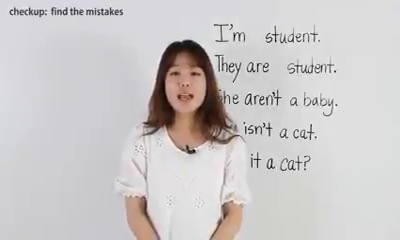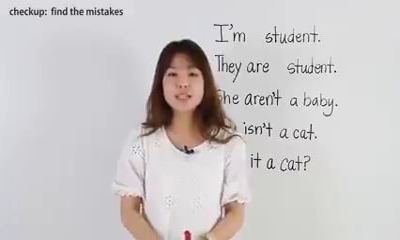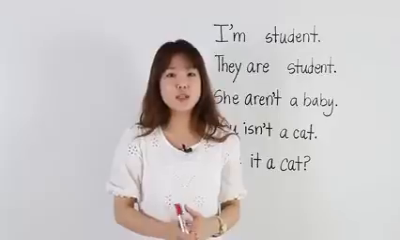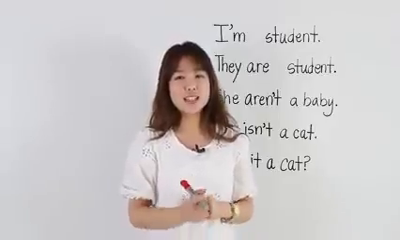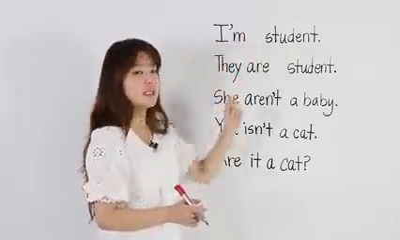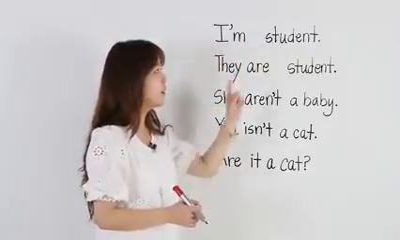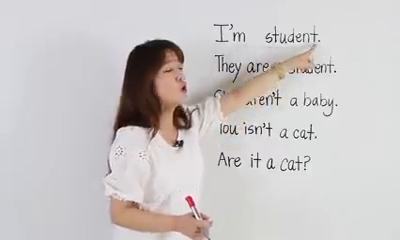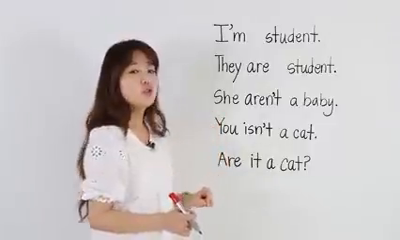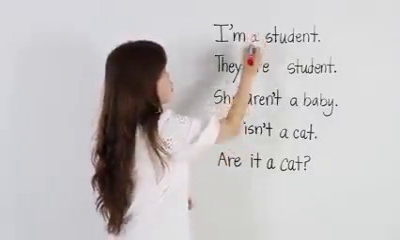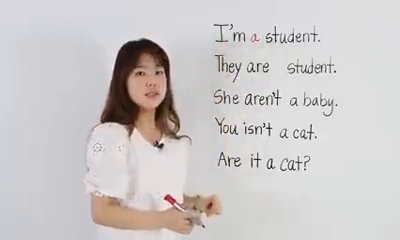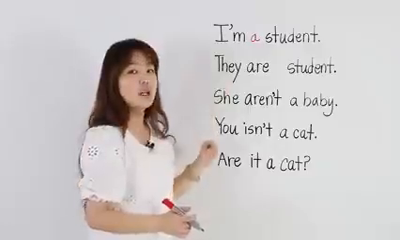Okay, let's move on to the last part. Now for this last part, we're going to look at some sentences, but there's something wrong in all of these sentences, so you have to find the mistakes. The first sentence says, I'm student. Look, student, there's no S. That means just one. So remember, if there's just one, we have to put a. I'm a student.